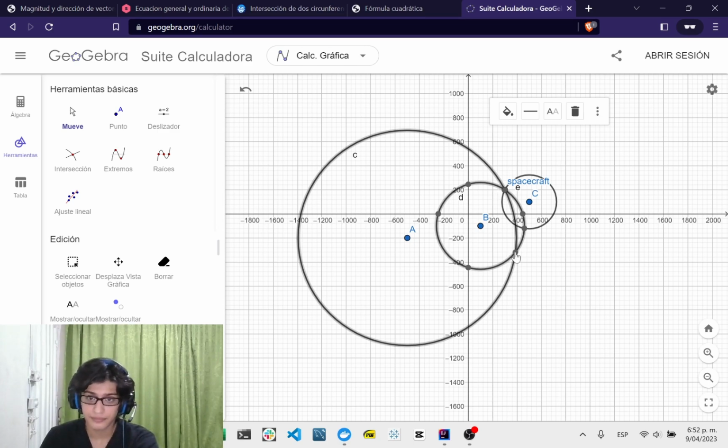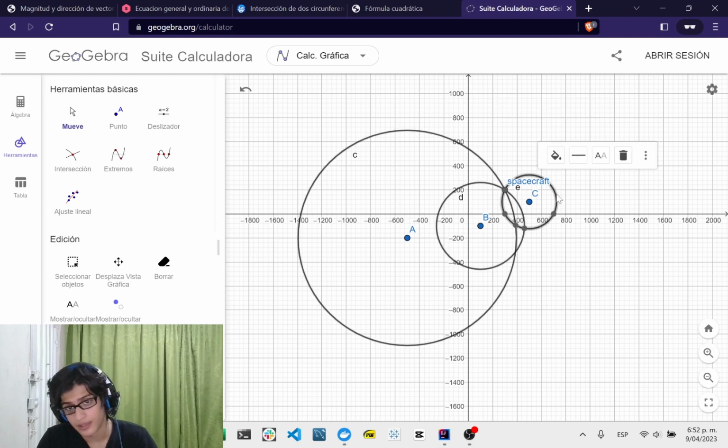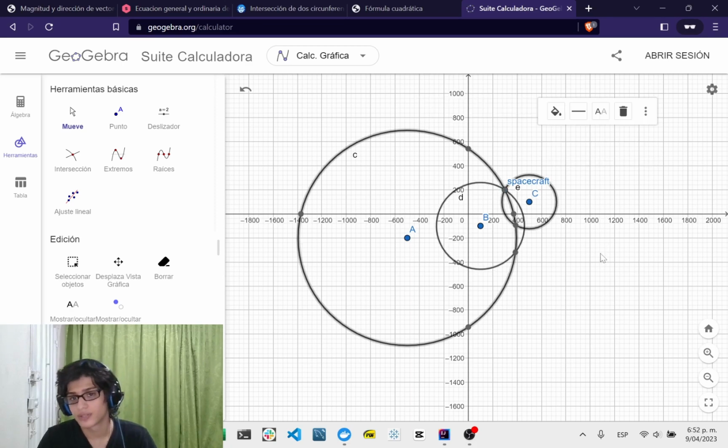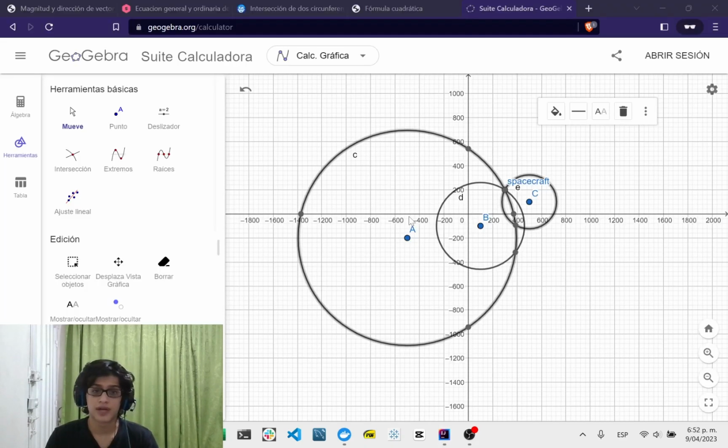Then I get two positions, right? Two X and Y's. And then I get the intersection between this and this, or this and this. There's no problem, because I'm going to have again two X and Y's. And then I'm going to compare which X and Y's are the same, and if they are the same, that's the position.